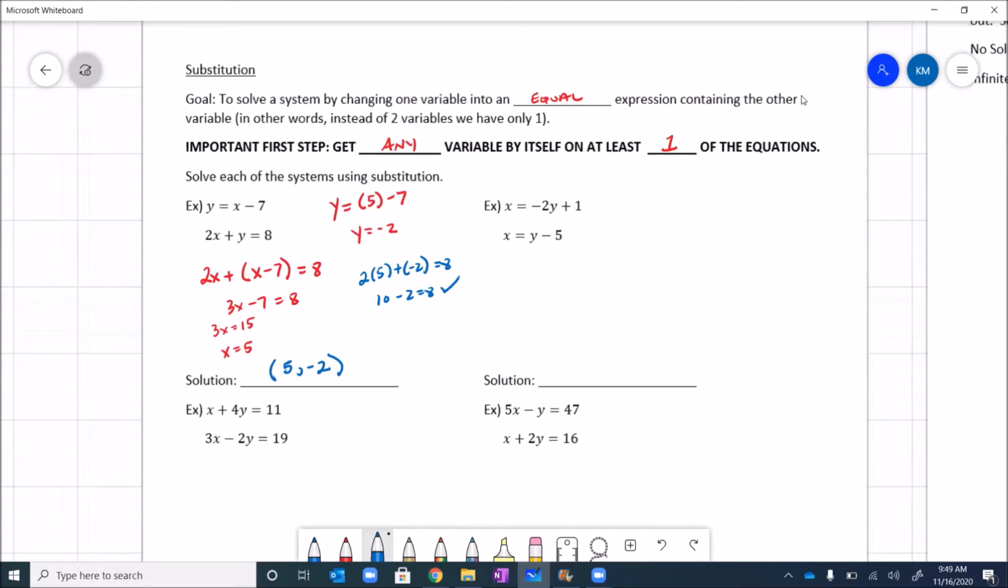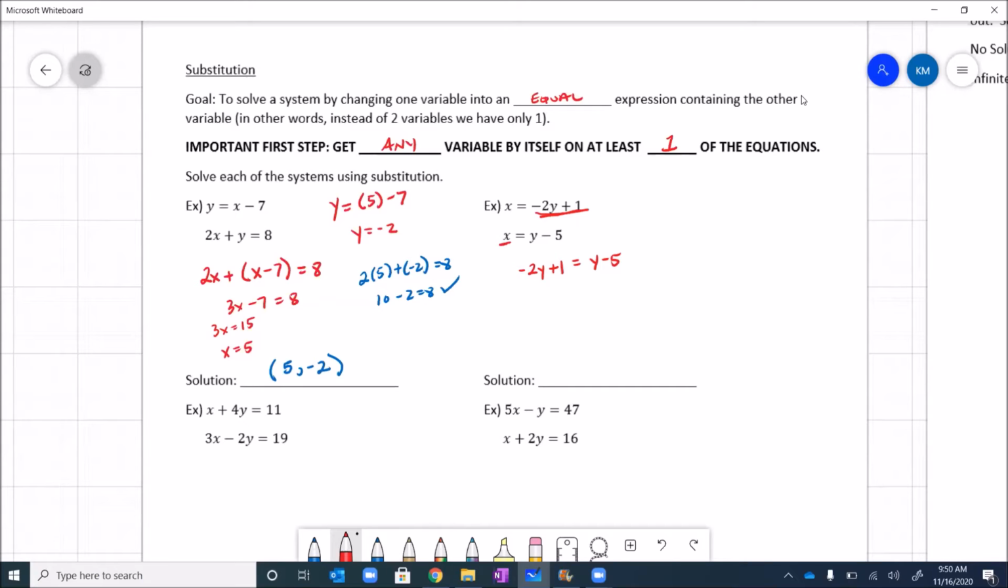All right, second example. This always throws people off because you're like, wait a second, I have two variables that are by themselves. What am I supposed to do? The same thing we did in the previous problem. Once we get a variable by itself, what we can say in the next equation is, okay, x is the same as -2y plus 1. x is the same as y minus 5. In this next equation, or in either of the equations, instead of writing x, I can substitute: -2y plus 1 equals y minus 5. I substituted -2y plus 1 for x. And now I have an equation with just one variable.